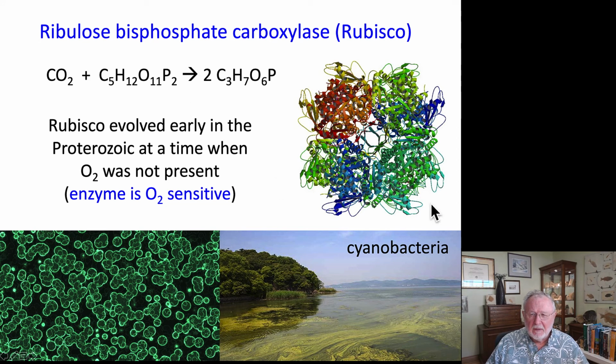Rubisco, the enzyme here, which catalyzes that reaction, evolved early in the Proterozoic. It was at a time, of course, when there was no oxygen present. But it turns out today, in low CO2 concentrations, that oxygen sensitivity becomes more apparent.